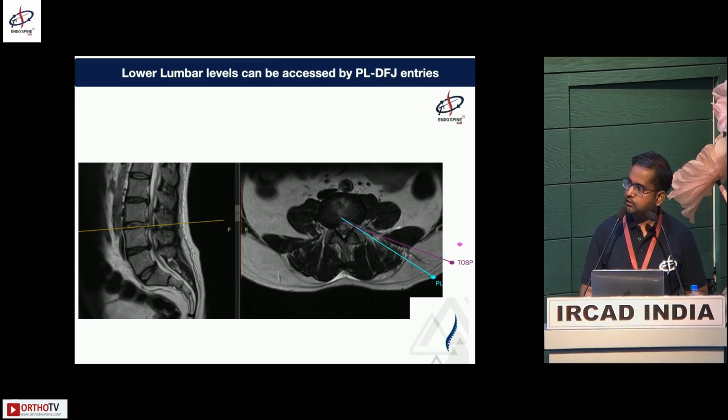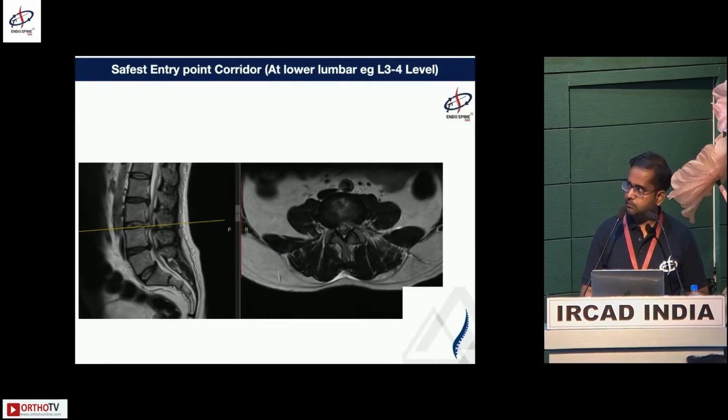TOSP entry. This is the dorsum of facet joint entry. So you can see the trajectory is changing. The significance of it we will discuss later on. But these are the three entries we can use for the lower lumbar levels.